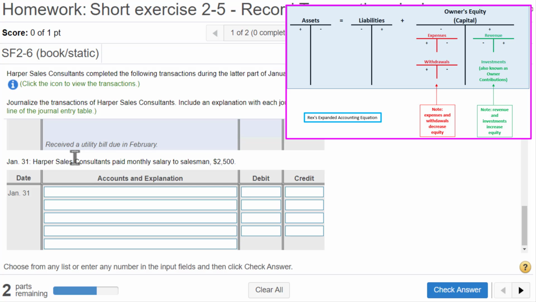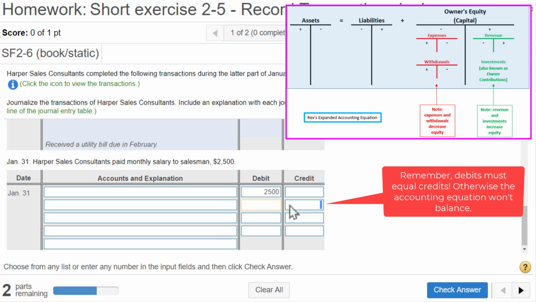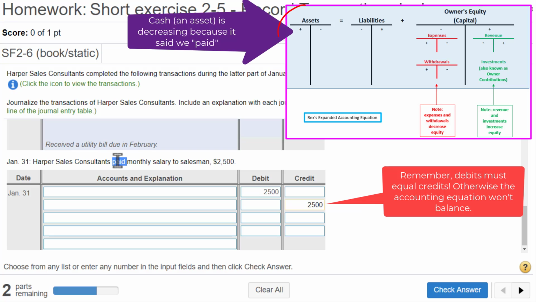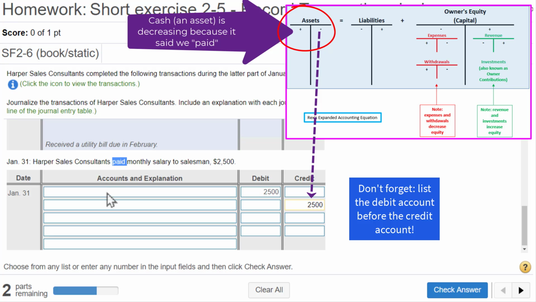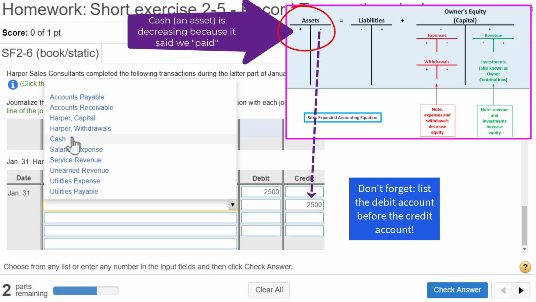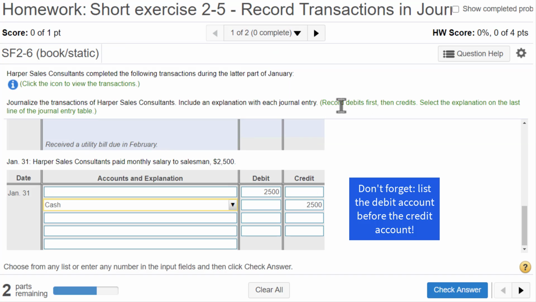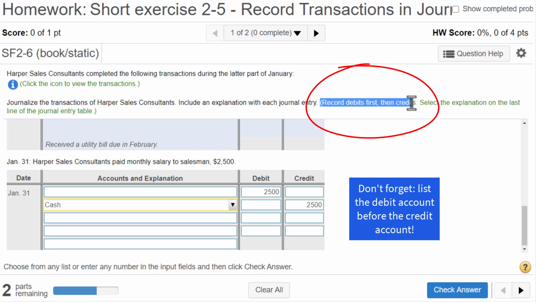January 31st, Harper Sales Consultants paid monthly salary to the salespeople, $2,500. So I'm going to put the $2,500 in there now. 2,500. And so we know cash is involved because this is paid. So let's talk about cash. Cash is an asset, and since we paid, cash is going down. So since cash is an asset, how do assets go down? With a credit. So I can't put cash first because the debit goes first. So I'm going to put cash on the second line as a credit. Why am I doing that?